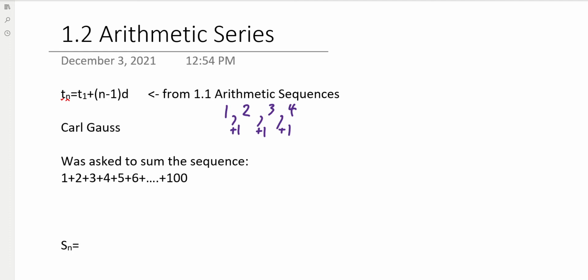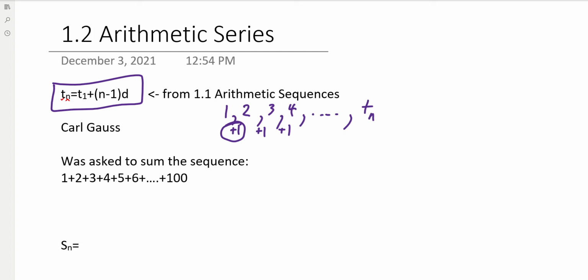So what we were able to do is say, as a general statement, there is eventually going to be a tn term, an nth term, and we can generalize that nth term as tn equals t1, which is our first term, plus n, whatever number the nth term is, minus 1 times d, which is the difference, or whatever we're adding or subtracting.